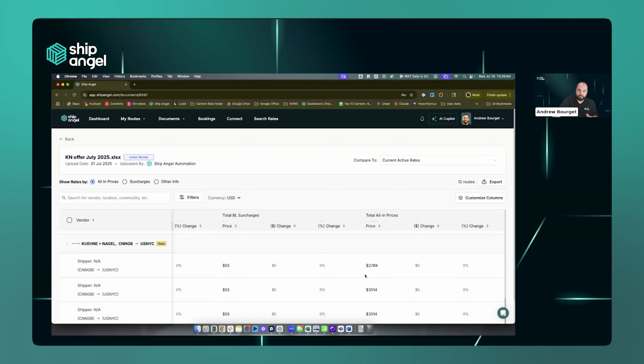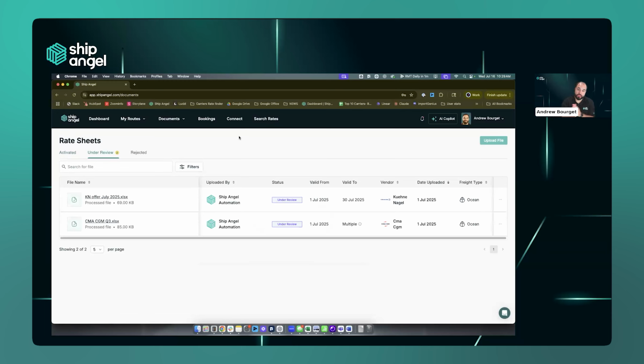All of this analysis is being done inside of spreadsheets, inside of emails, inside of calculators. Today, it lives inside the platform in an apples to apples format. I know what my offer is for Kuehne+Nagel. I know what the total in Kuehne+Nagel is versus the total in DSV because they're apples to apples. There is no difference between the rates.